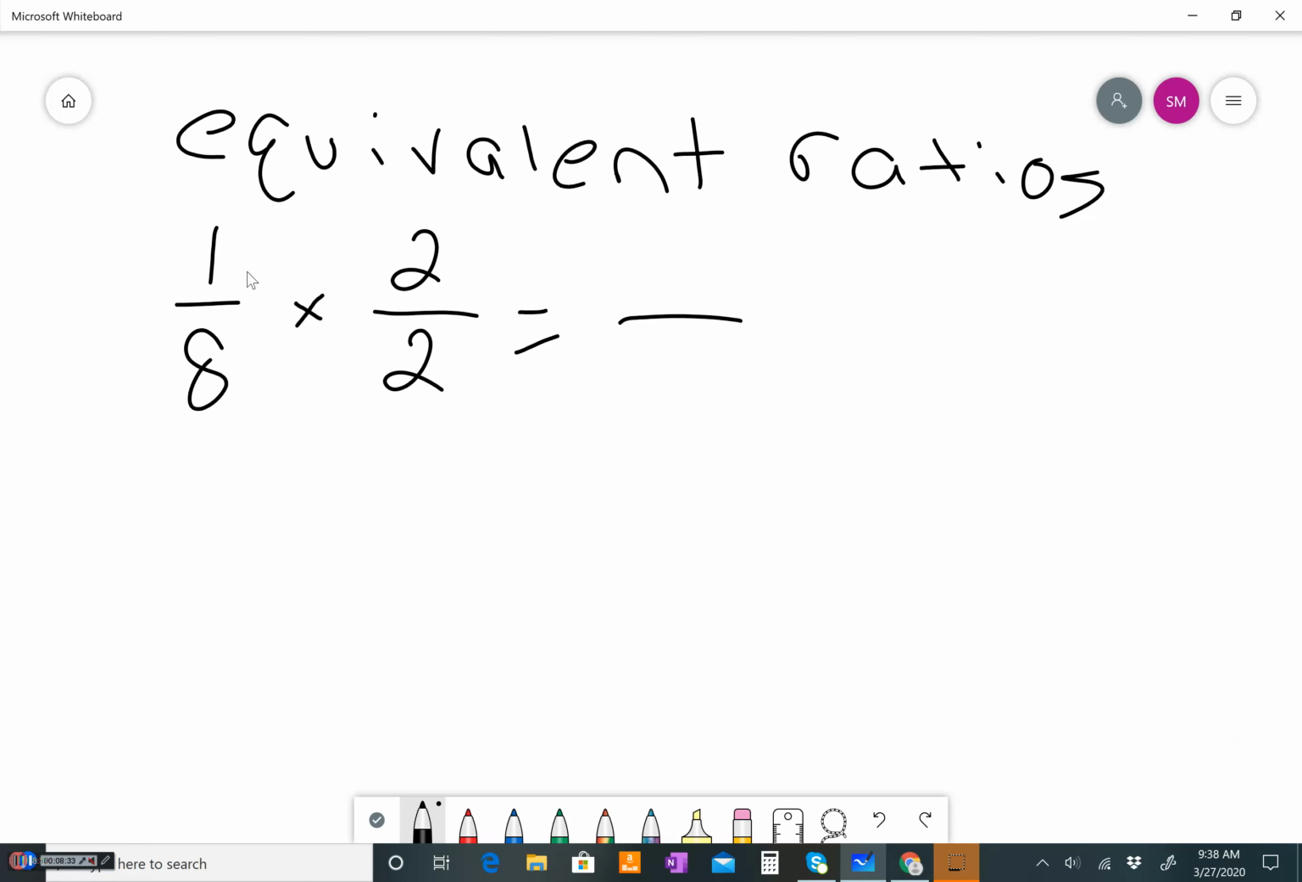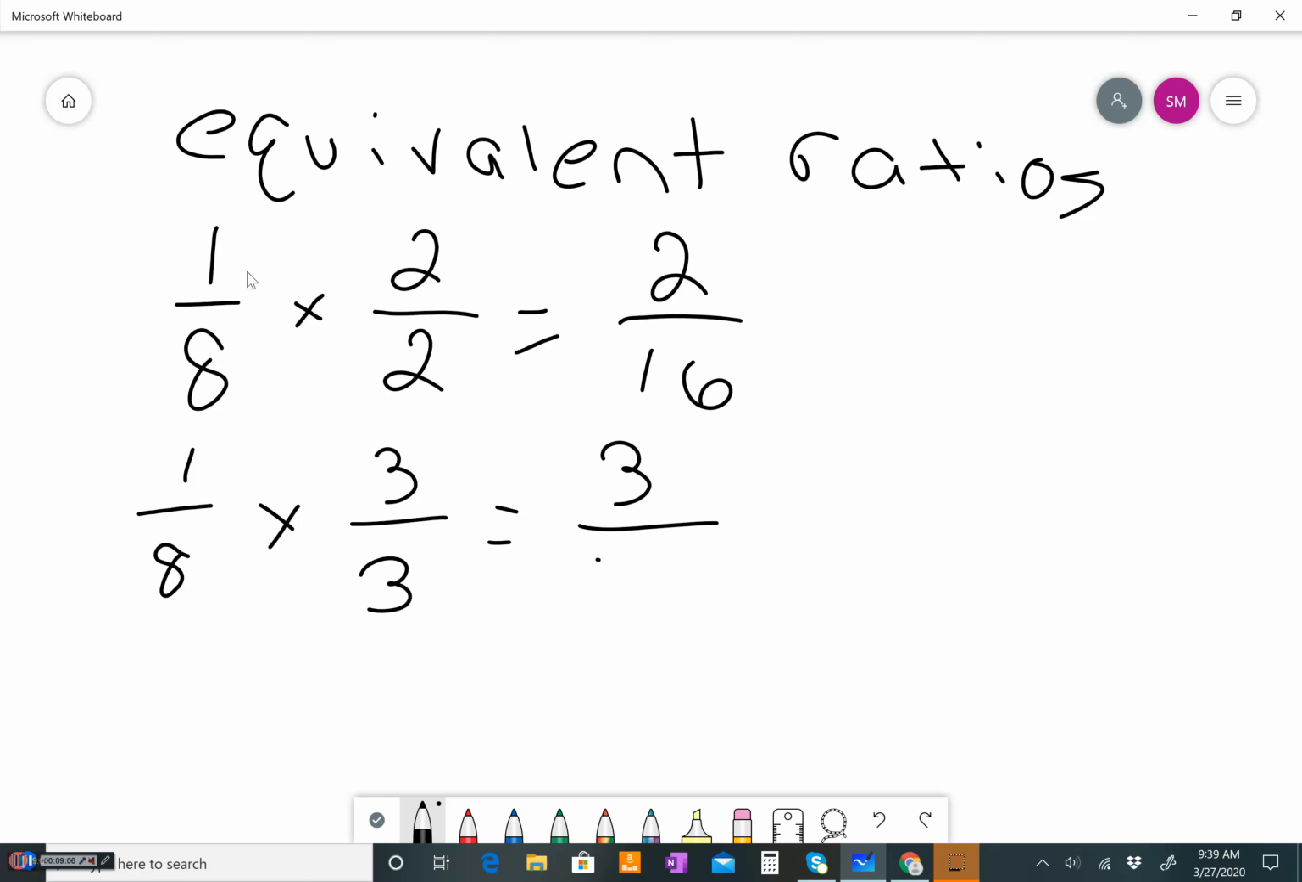So 1/8. Now I'm going to multiply it. If you notice, it's the same number, top and bottom. It must be the same number to make it equivalent. Equivalent means equal. So I'm going to multiply straight across, our 2 and our 16. That's one equivalent ratio, okay? So you have to come up with three equivalent ratios. So I'm going to do it all over again, the 1/8. And I'm just going to go, let's say 3/3. Multiply 3, 24. There's another equivalent ratio. So that's 2. I got to do one more.